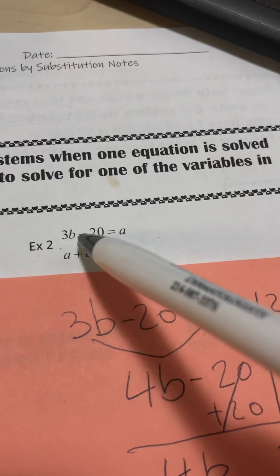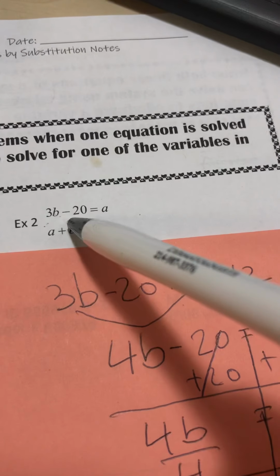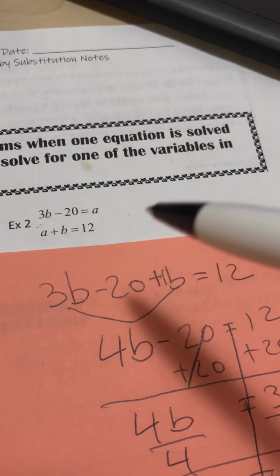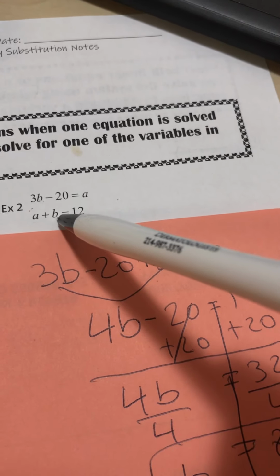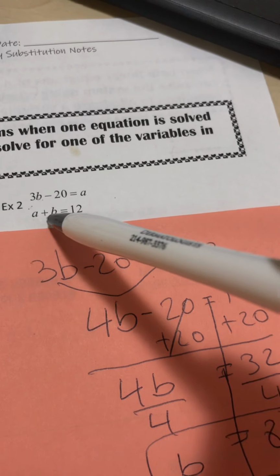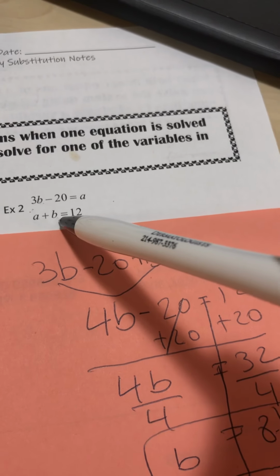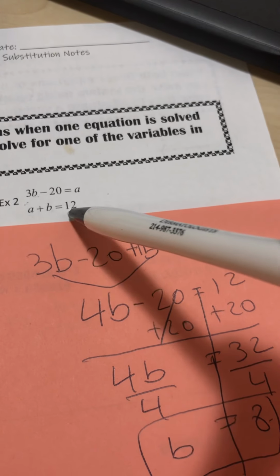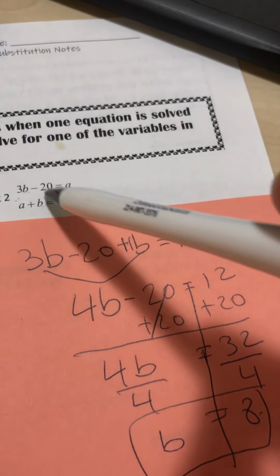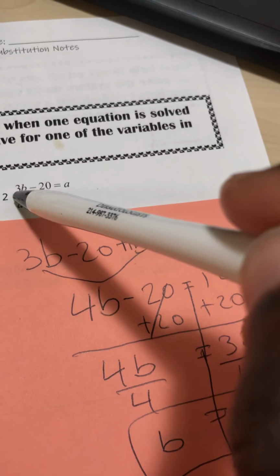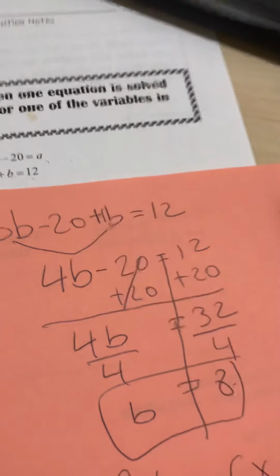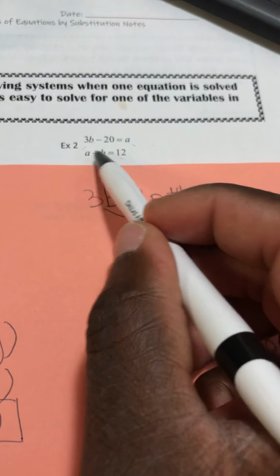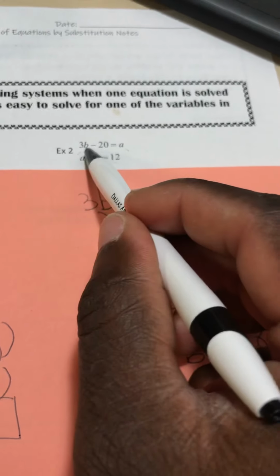If I plug it in here, it should be 3 times 8 minus 20. Or, what's the easiest thing for you? Or you plug it in right here. If you plug it in right here, it will be a plus b equals 12, so a plus 8 equals 12, and then you solve. I'm thinking if I just plug it in right here, 3 times 8 minus 20 would directly give me a, so I think that's the easiest. But you could have plugged it in right here too. You subtract 8 on both sides to solve for a. I'm going to go with my best bet on that one.